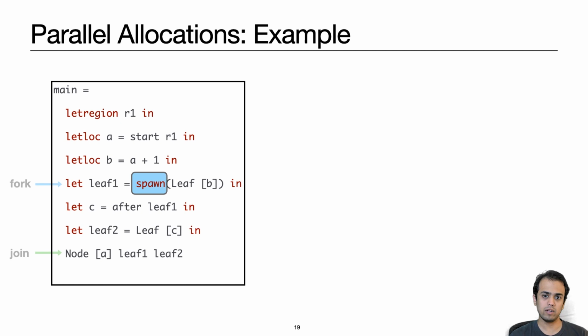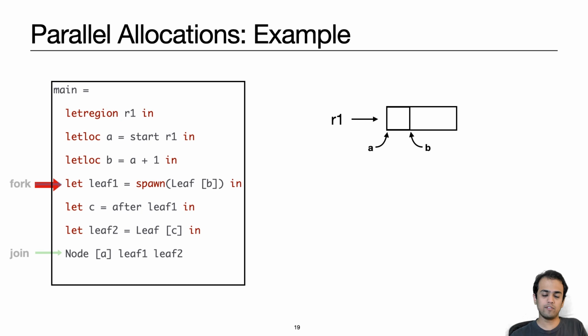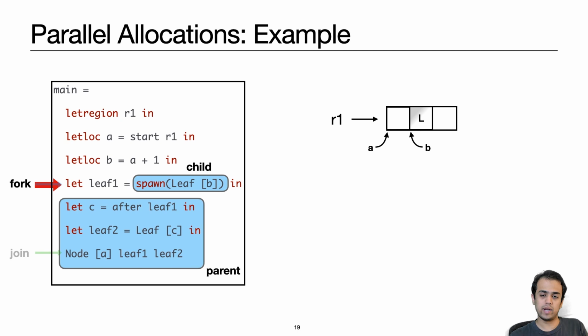So let's start this program. And the first three steps actually run exactly like before. And we reach the fork point at the next step. So here we create a task to evaluate the bound expression. And the body expression keeps executing in the parent task.